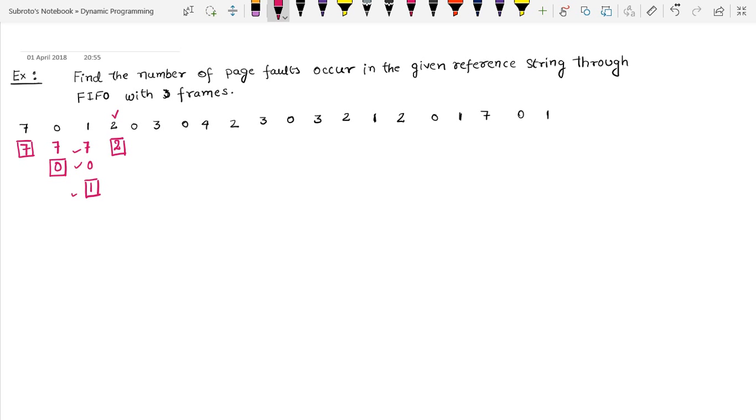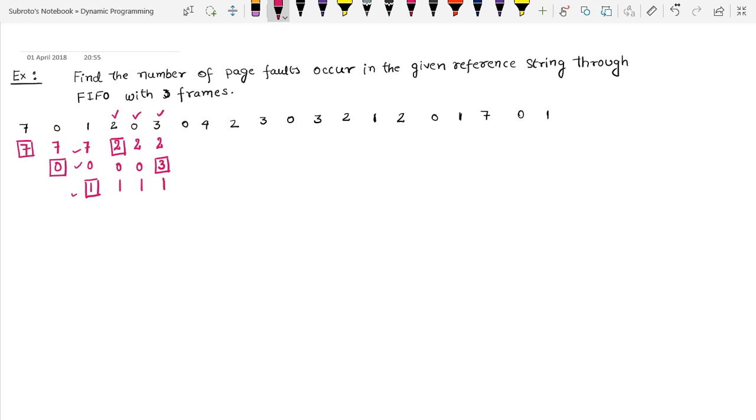Next 0 and 1. And the next string is 0. Since 0 is already there, there is no page fault. So 2, 0, 1. Now the next string is 3. So we have to replace the oldest one. 2 is not the oldest one, 0 is the oldest one. So we replace 0 with 3 and box it.